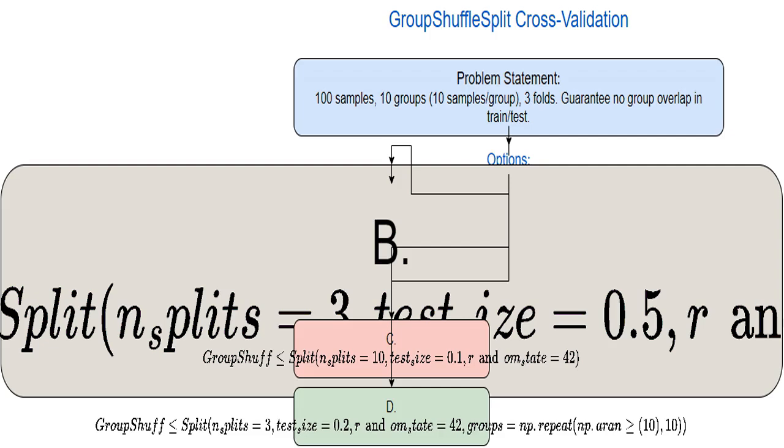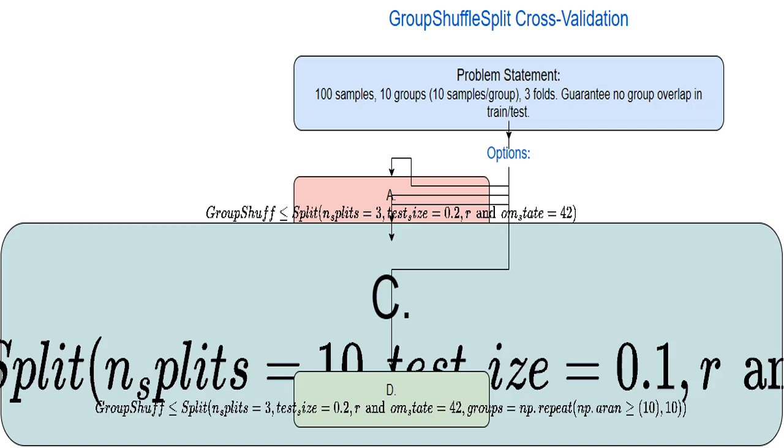Option B uses 3 splits again, but now 50% of the data, 50 samples, are in the testing set. Is this likely to maintain group integrity? It's virtually impossible to avoid overlap between train and test sets in each fold with this configuration. Option C proposes 10 splits with 10%, 10 samples, in the test set. Could this work? While theoretically possible to avoid group overlap, it's not guaranteed. A random split could still violate the constraint.